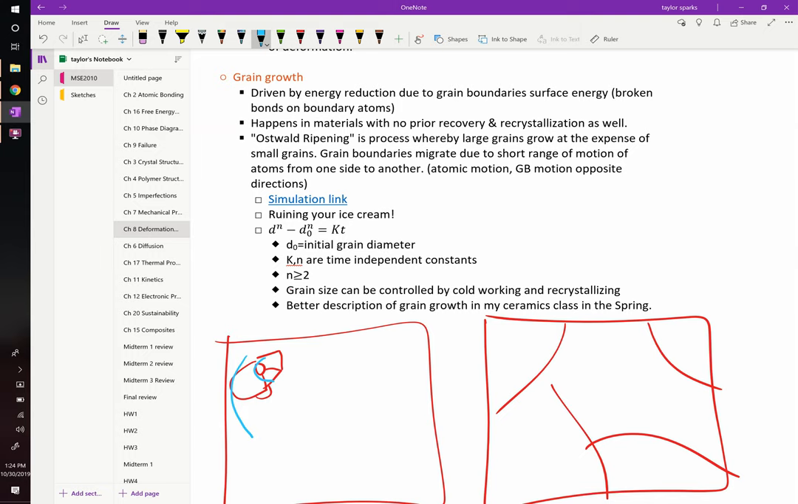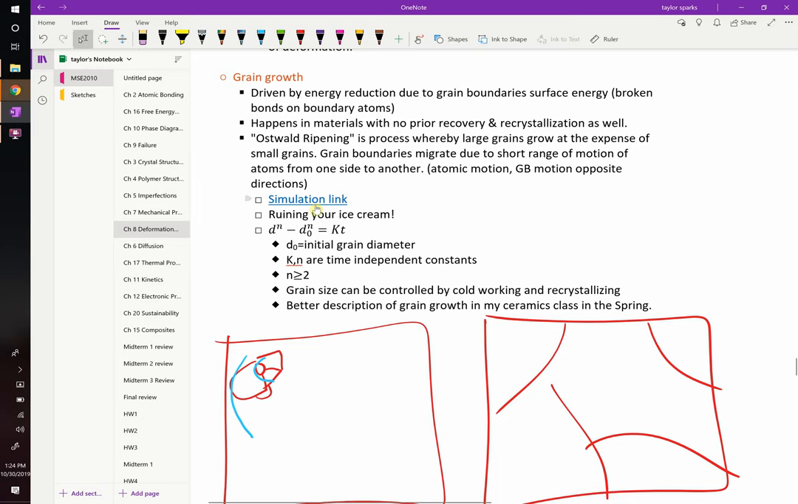It turns out that the solubility of atoms is different as a function of the grain size, grain curvature. And you're more soluble at a higher curvature. So literally, they're just a little bit less happy here, and they'd be a little bit happier here. So the atoms dissolve along the surface of these small ones, and they diffuse towards the surfaces of these big ones. And so the small ones get smaller, the big ones get bigger.